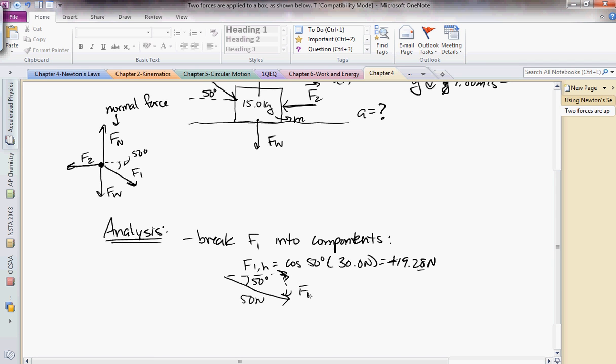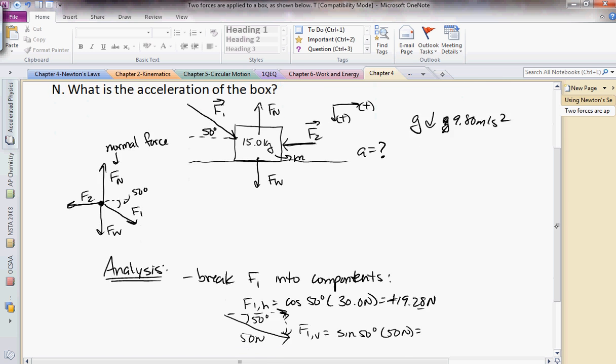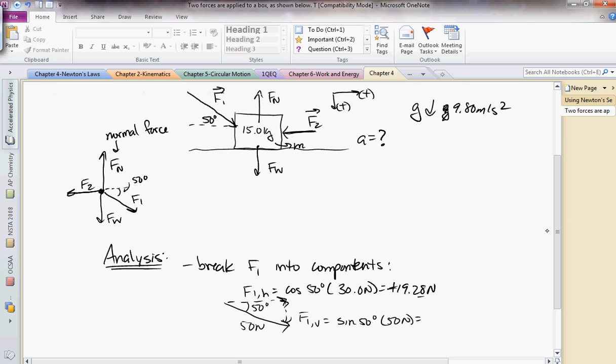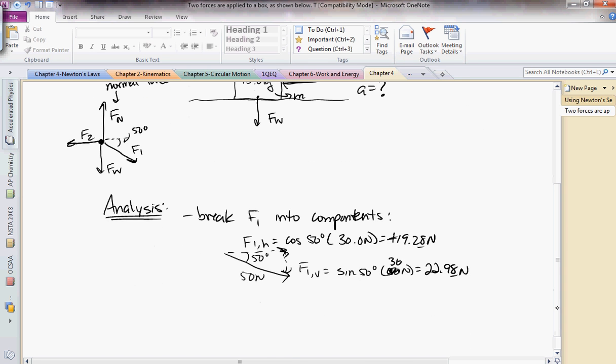And then F1 vertical would be the sine of 50 degrees times 30 newtons, which is our force. I'll get it right, guys. 30 newtons is our force, so you do that, and you get 22.98 newtons. And that will also be positive because down is positive. So now we have a horizontal component for F1 and a vertical component for F1.